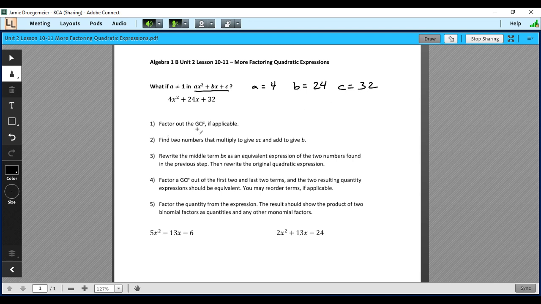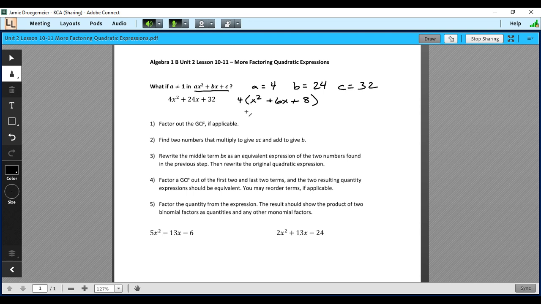Well, the first thing we want to do is see, is there a GCF, a greatest common factor, that we can factor out of that expression? And if you notice here, each of these terms is divisible by 4. And so I can factor out a 4 from that expression, dividing each of those terms by 4. So 24x divided by 4 is 6x, 32 divided by 4 is 8. And so now I have a little bit simpler expression to work with. And notice this one actually now gave me a value with the x squared term of 1.